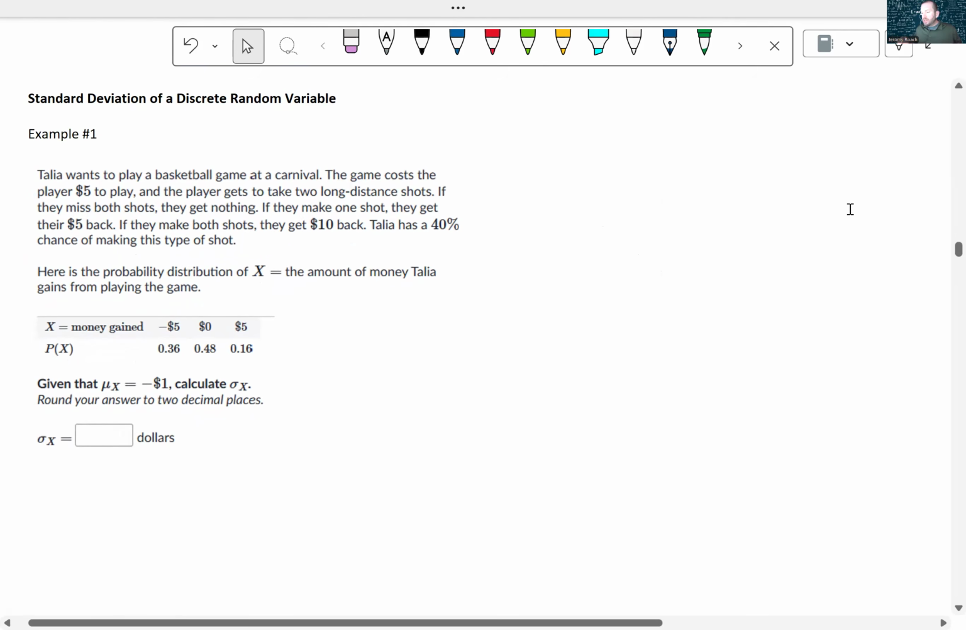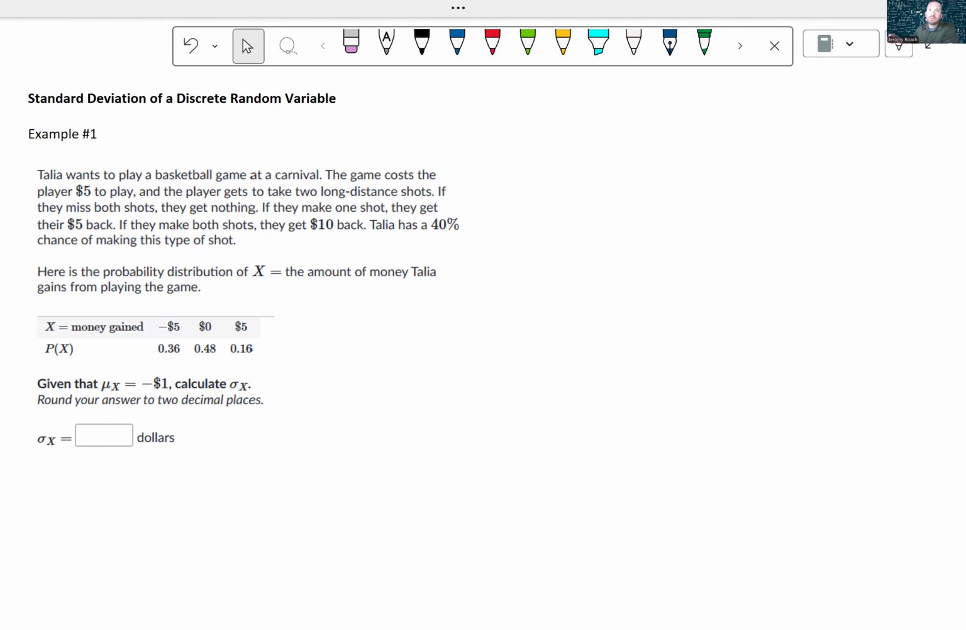All right. Standard deviation of a discrete random variable. This is the last section for this part of discrete random variables. So this has to do with the expected value of how much this person is going to win at a carnival game. Carnival games cost money, but sometimes you can win money back, not just prizes, but you can actually win money as a prize. So that's what this problem is about.